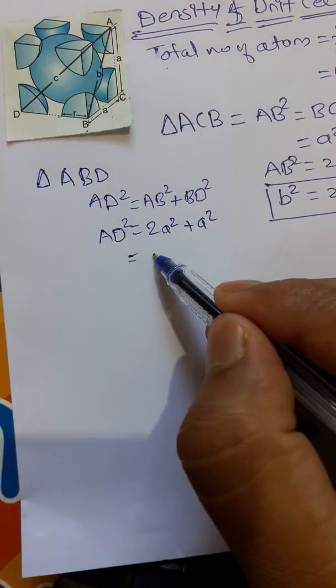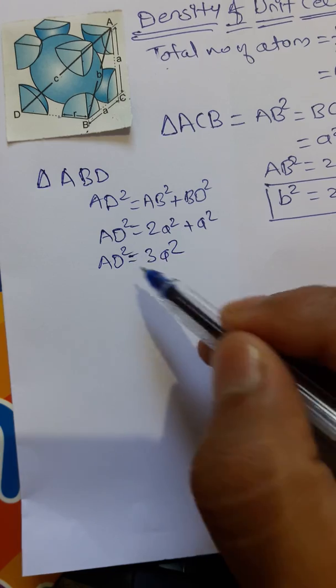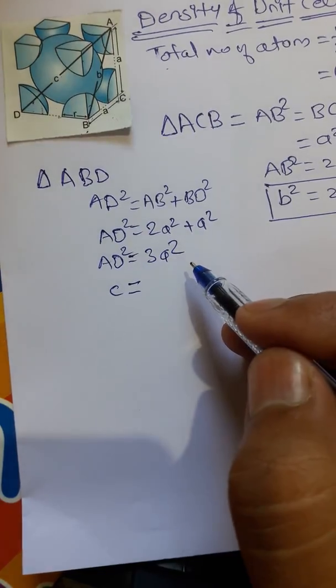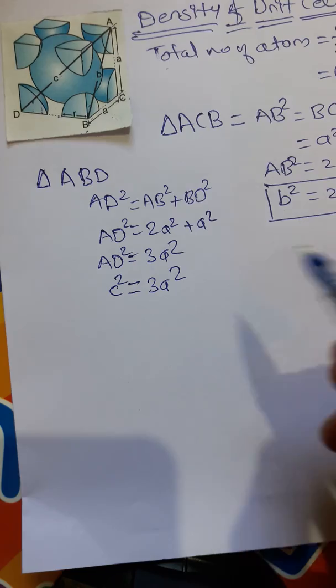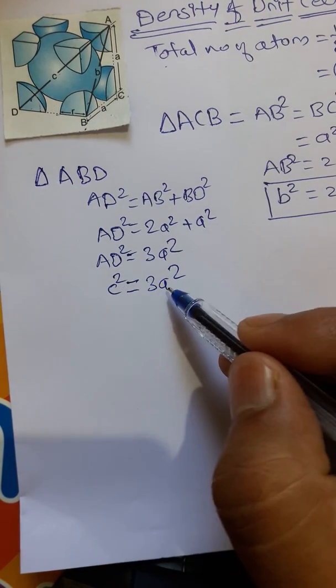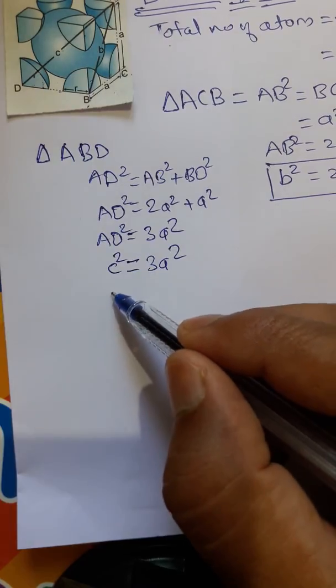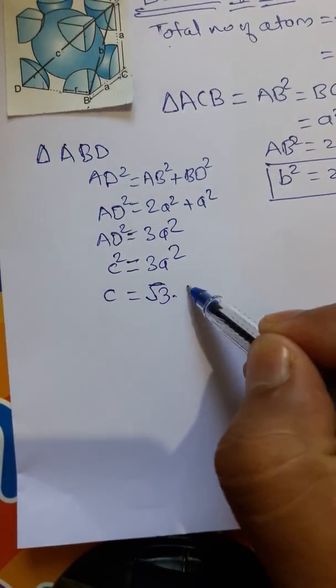After calculating, thrice A square is the value of AD square. Now what is AD? It is the diagonal C of length A. So C square is equal to thrice A square. Now this is the value of C square, and I want to calculate the value of C. So C is equal to under root 3 into A.